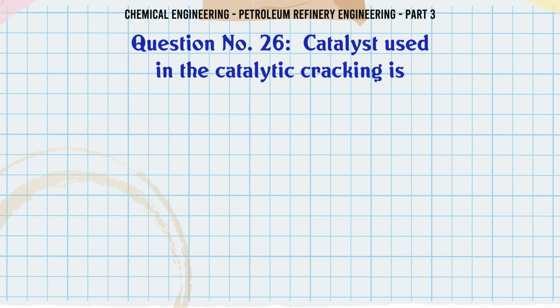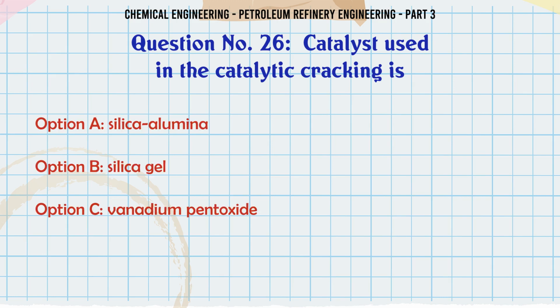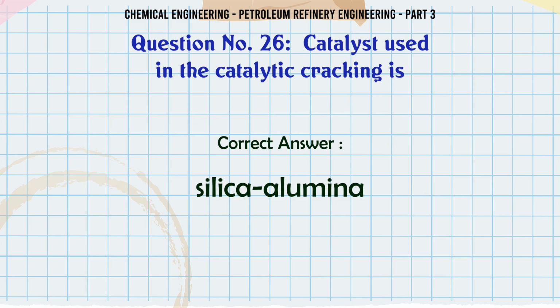Catalyst used in the catalytic cracking is A. silica alumina, B. silica gel, C. vanadium pentoxide, D. nickel. The correct answer is silica alumina.